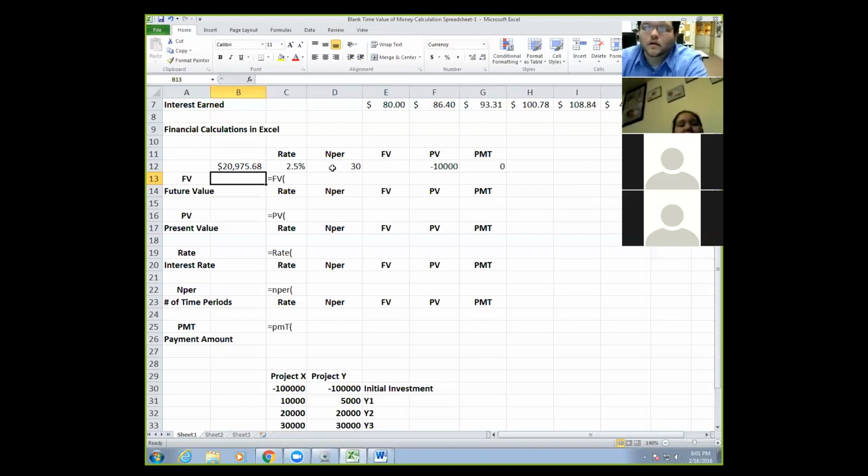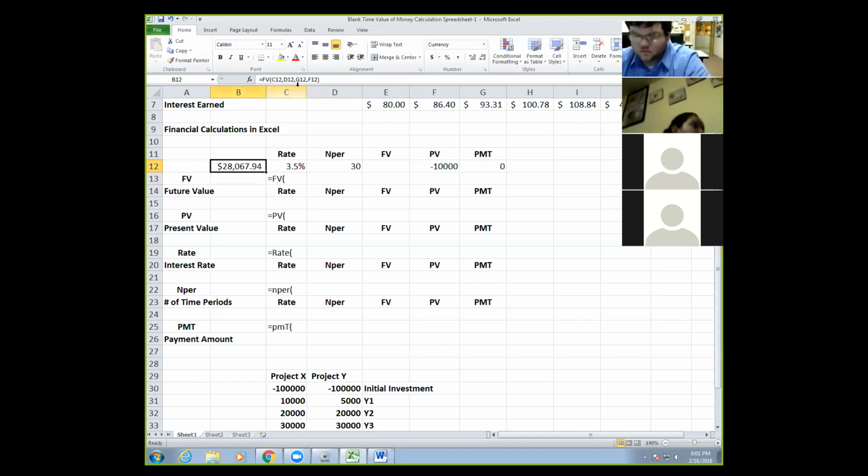But the other thing that's really cool about this is you can do some hypothesis testing. You can say, okay, you know what? I just found out about an investment that would pay me 3.5%. So instead of 2.5%, I want to calculate this for 3.5%. So then all I have to do is change this one cell, 0.035, hit enter, and then this recalculates it based on that.